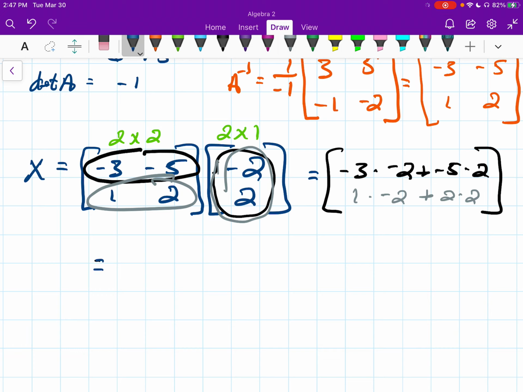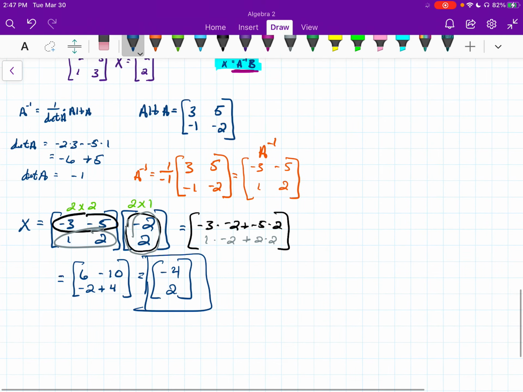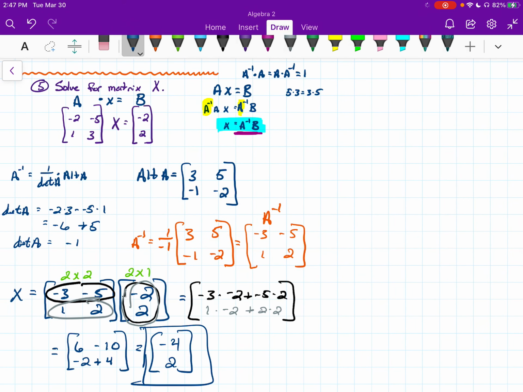All right, finishing it up, I'll have, what is that, 6 minus 10. Is that what I got earlier? That is what I got earlier, good. And then I have -2 plus 4. And finally, I have -4, 2. And there we are. That's a long problem. And if you really, really wanted to, you could go back and you could multiply A times X, and you would end up getting B.